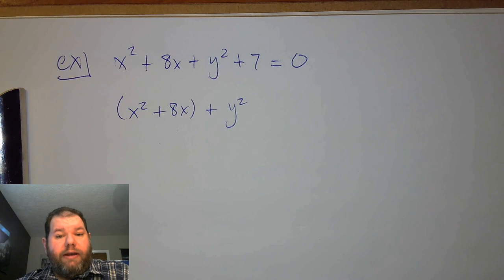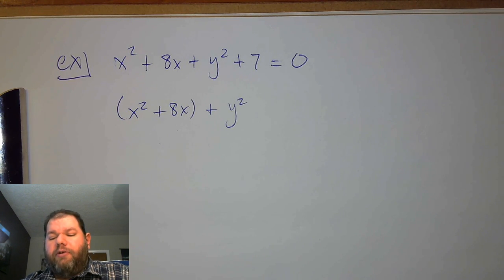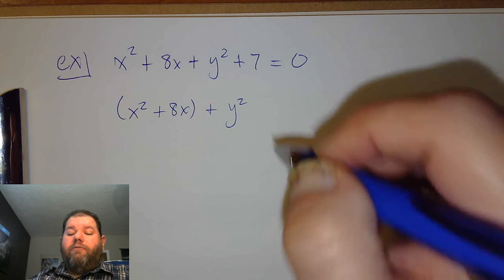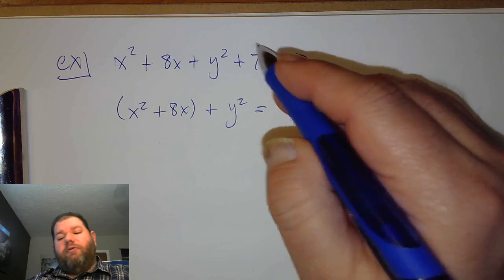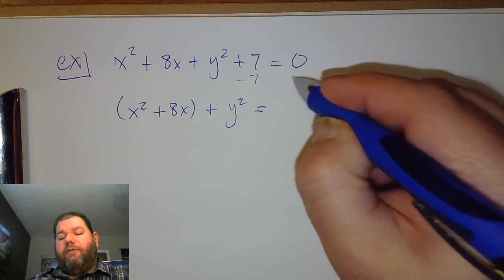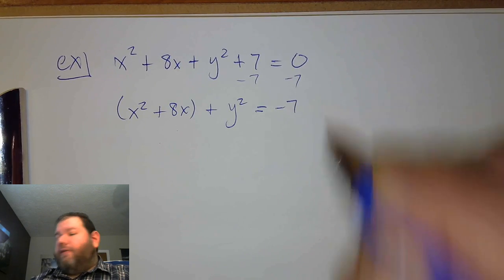Now, if we only have y squared, there's no number times y. There's no linear term. There's just the quadratic term, y squared. In that case, we don't actually have to group it together. We'll just leave y squared as it is. And then again, the 7, we want to make sure we move it over to the other side. So we'll subtract it. So it gives us a negative 7.